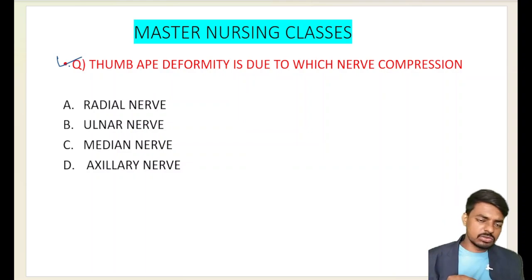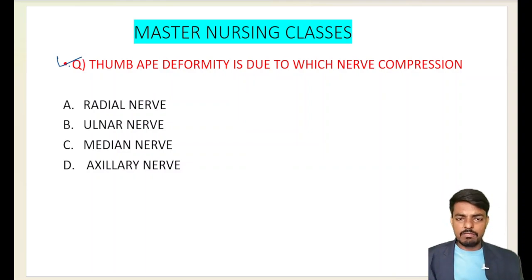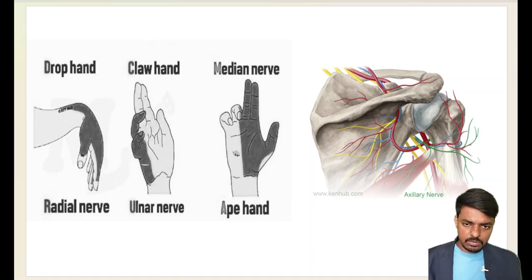Very important. So it is a moderate to tricky paper. Okay, so the thumb up deformity is due to compression of which nerve? The options: option A is the radial nerve, option B is the ulnar nerve, option C is the median nerve, option D is the axillary nerve. Here is the rationale for your question.